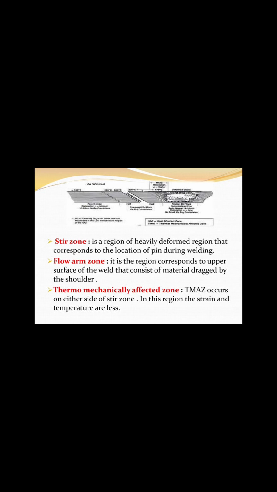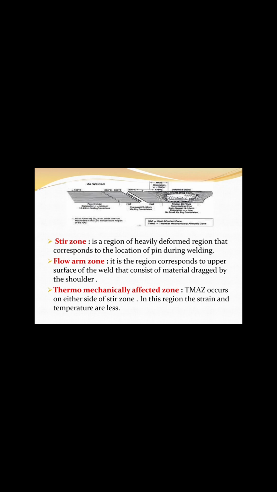First we go to the stir zone. The stir zone is a region of heavily deformed material that corresponds to the location of the pin during welding. The grains within the stir zone are roughly equiaxed and often an order of magnitude smaller than the grains in the parent material. A unique feature of the stir zone is the common occurrence of several concentric rings, which are referred to as an onion ring structure.